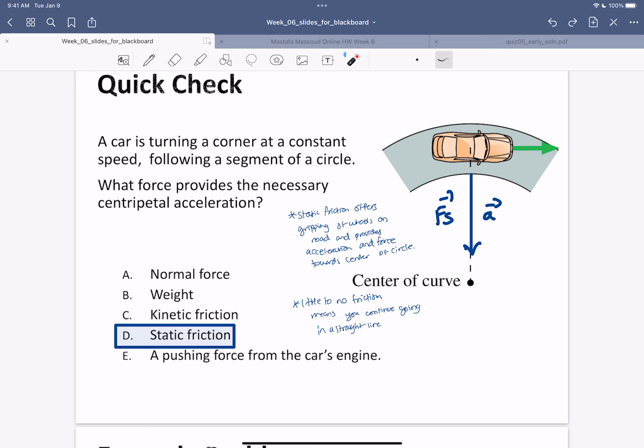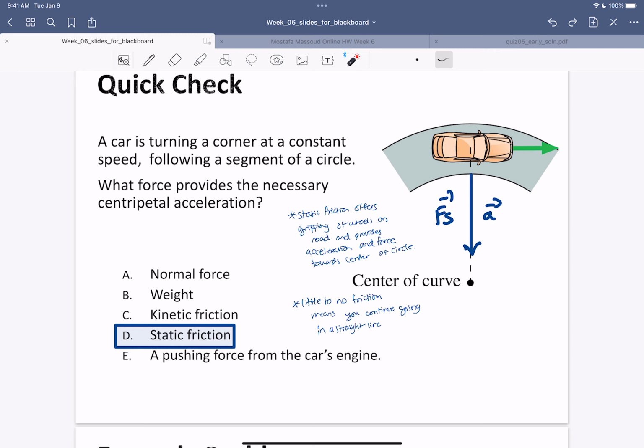Or if your tires didn't have a lot of grip, then you'd be sliding in a sense. That's what happens in snow, right? You start slipping and sliding with your car, and that's dangerous. But in car type problems, you never have kinetic friction. You almost always have static friction as the force preventing slipping or sliding and giving you that grip along the surface.